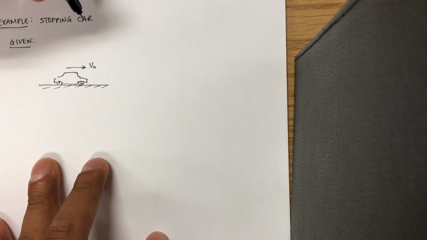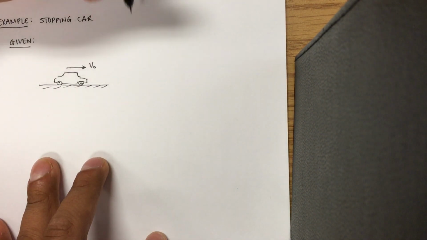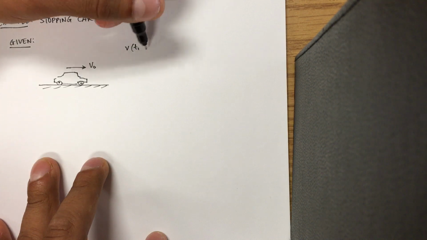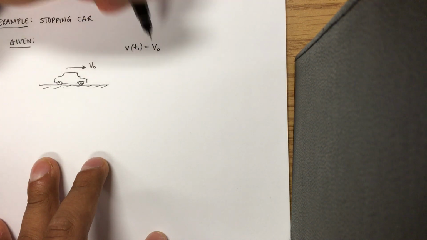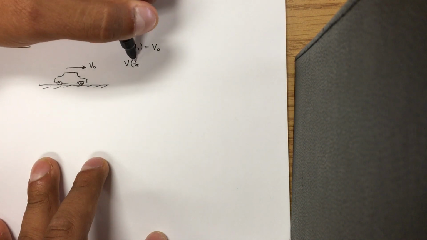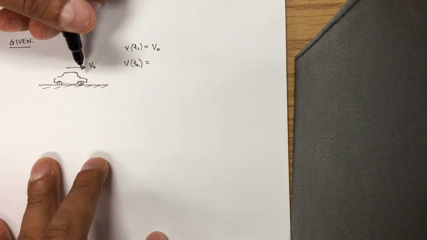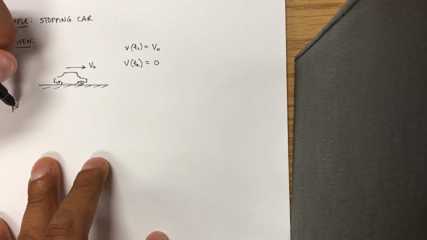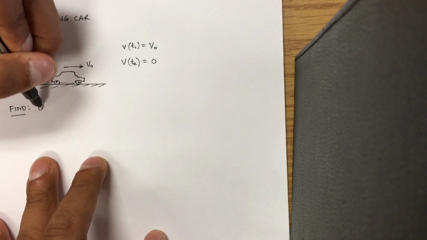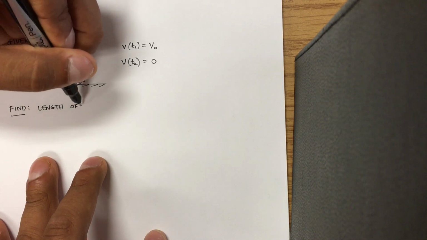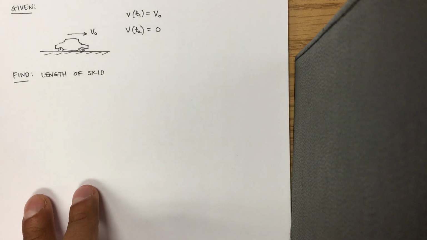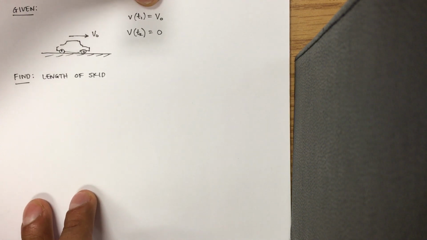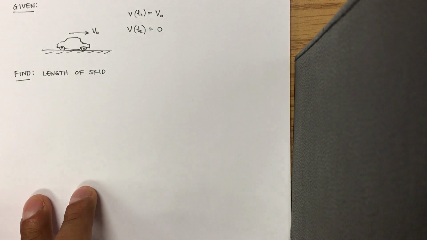Okay, so what we do know is that the velocity at t1 is equal to v naught, and at t2, when the car eventually comes to rest, it is at 0 velocity. All right, and what we need to find is the length of skid. So you can think of v naught as the velocity of the car just before it applies its brakes.